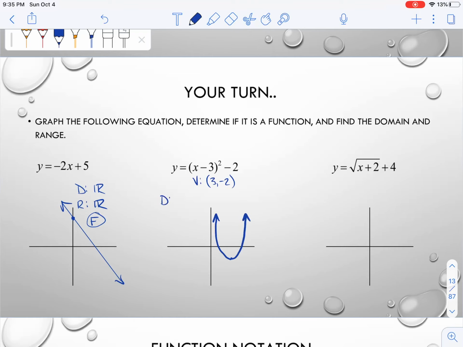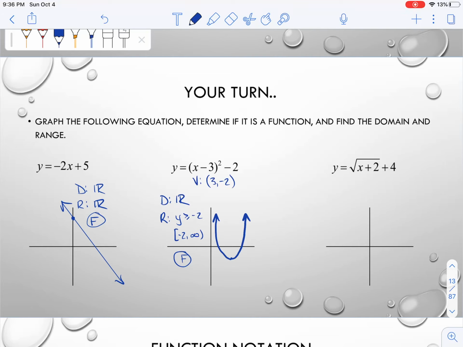My domain here, the x values that I have, is going to be all reals. My range, however, is going to be all the y values greater than or equal to -2, or -2 through infinity. Again, if I evaluate the vertical line test, I'm going to find that there are no values such that I fail the vertical line test. Thus, this is a function.